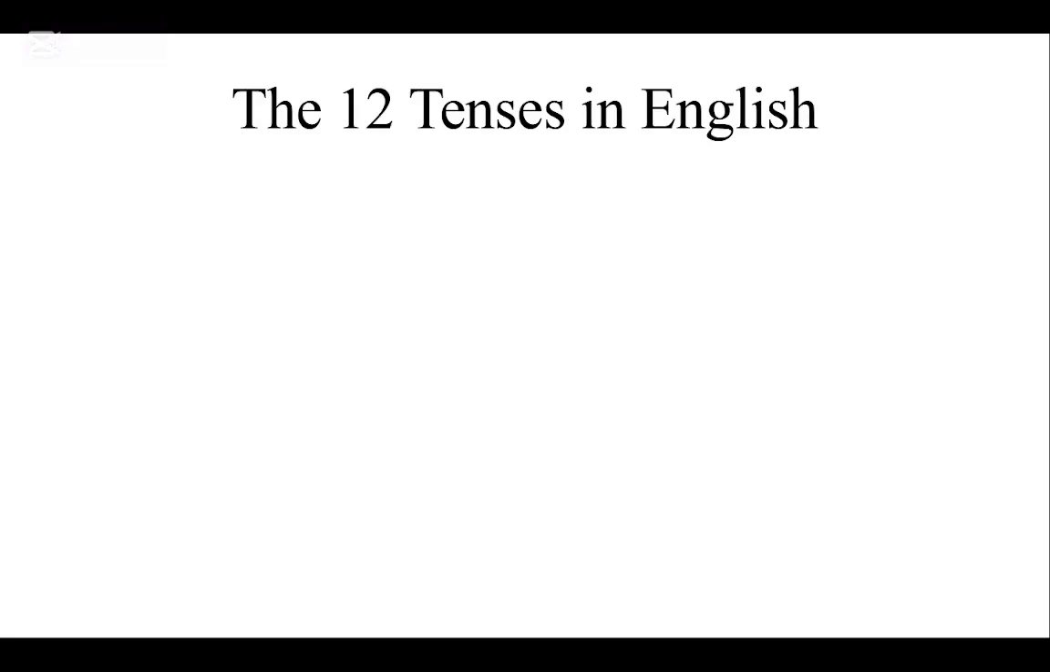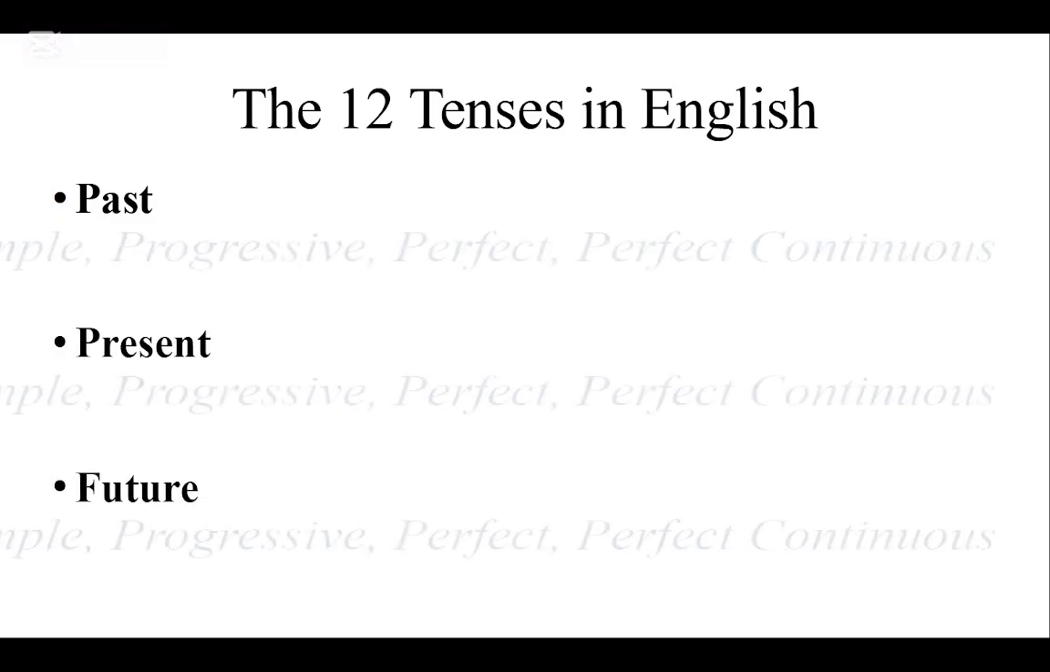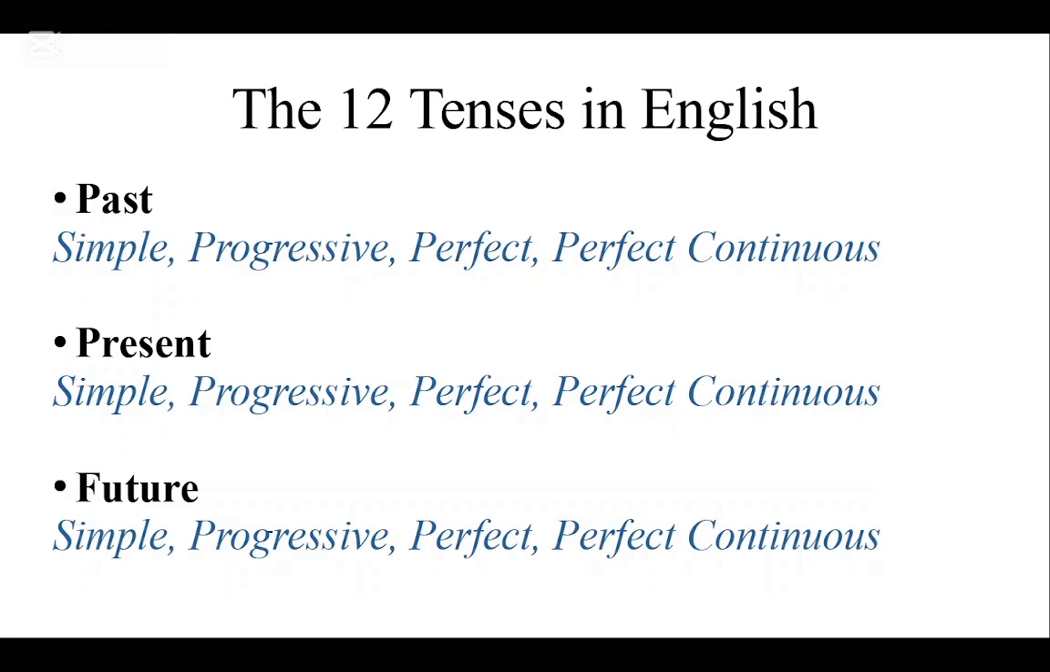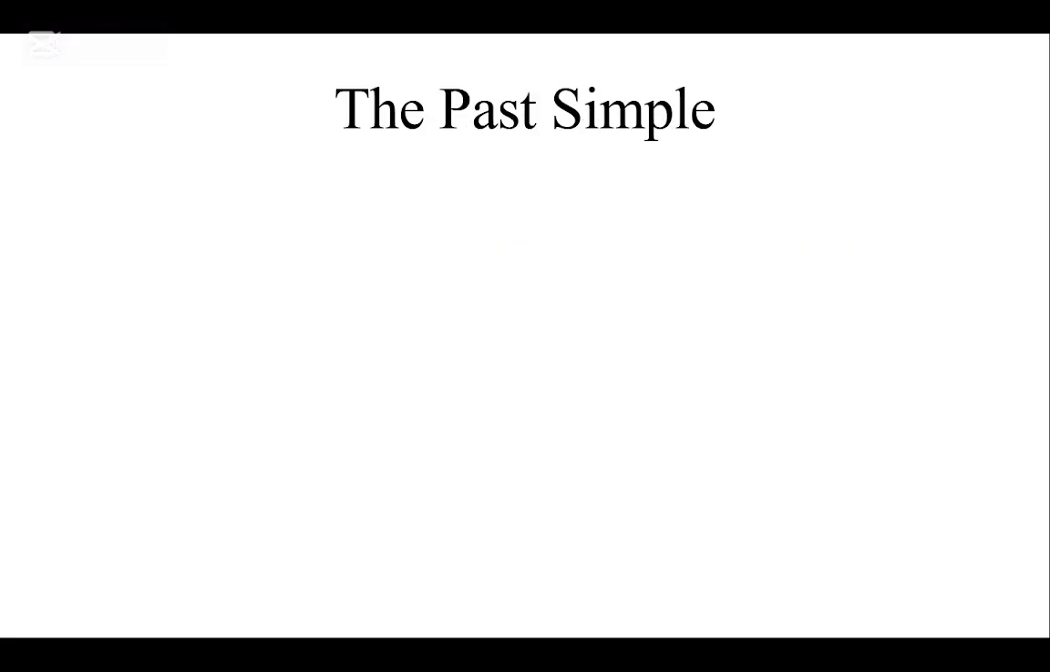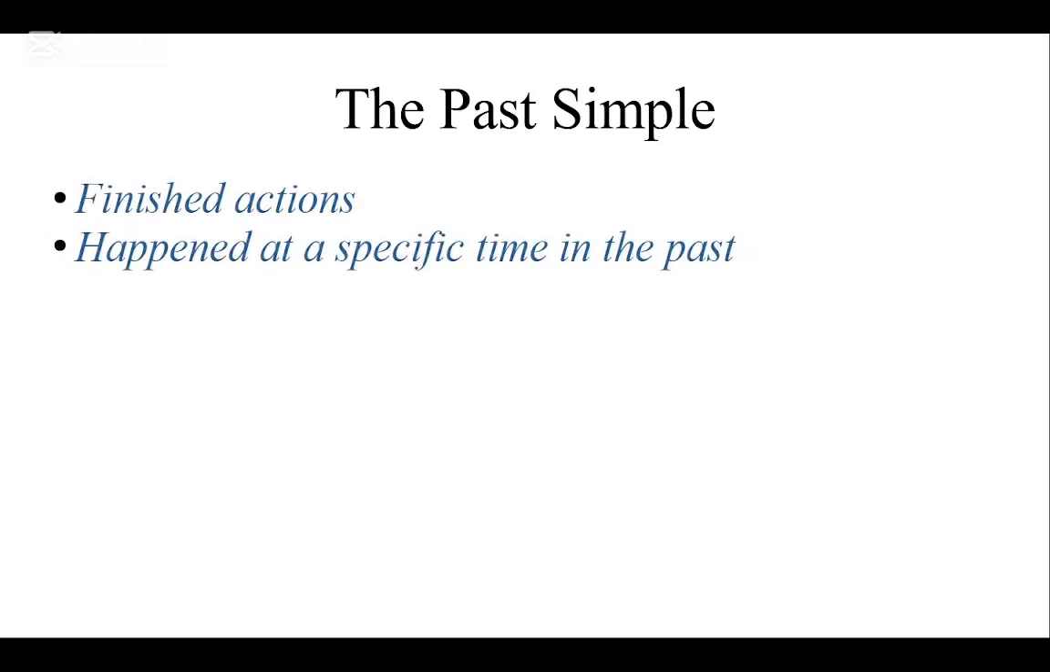There are 12 tenses in English, divided into 3 main time zones: past, present, and future. Each time zone has 4 forms: simple, continuous or progressive, perfect, perfect continuous. That gives us the 12 total tenses, and today we are focusing on the past simple, the basic tense used to talk about actions that are finished and happened at a specific time in the past.